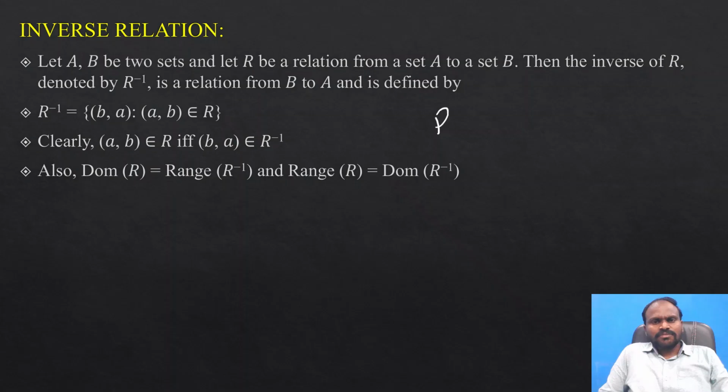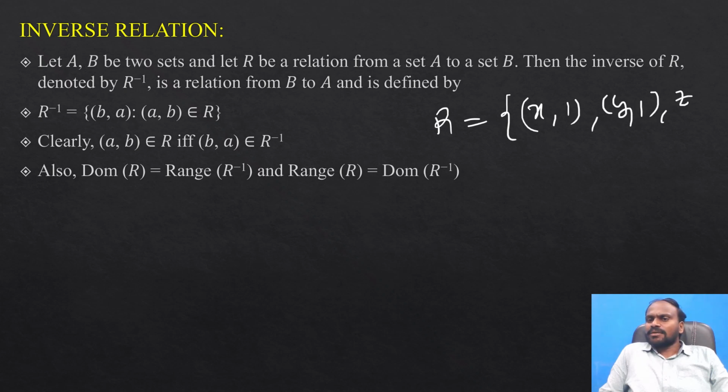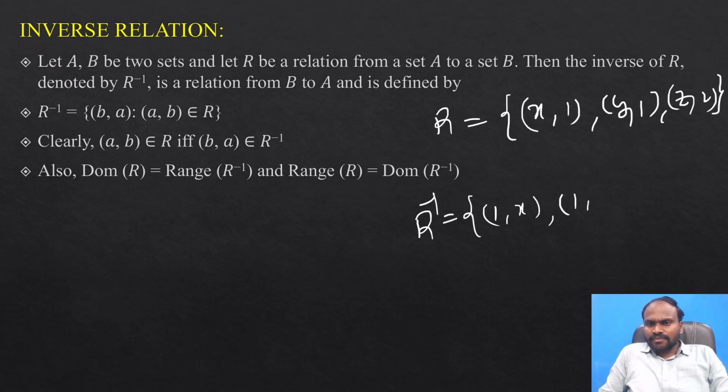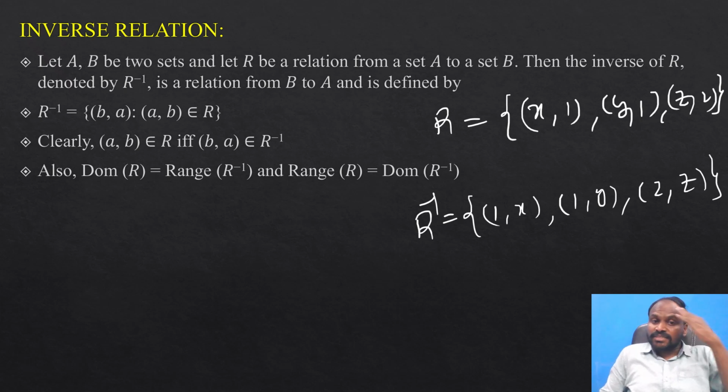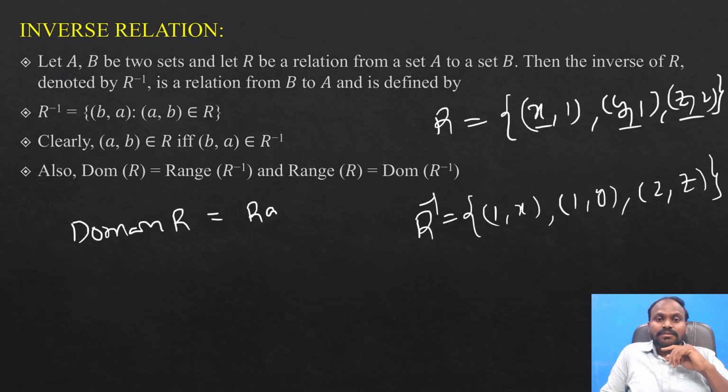Simple. For example, just now we wrote R equals {(x, 1), (y, 1), (z, 2)}. If I want to write R inverse, I write it in reverse: (1, x), (1, y) and (2, z). And you can see that, just now we discussed domain and range. The domain of R is x, y, z, and that is equal to the range of R inverse.